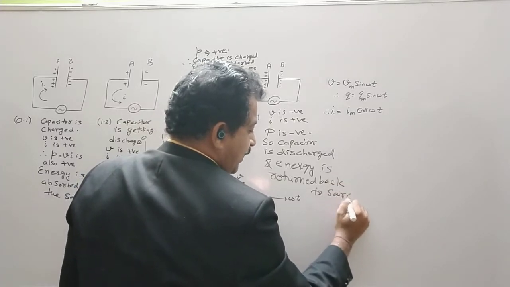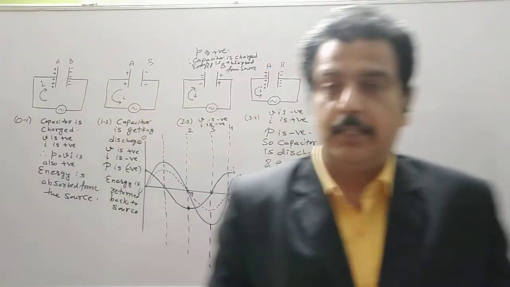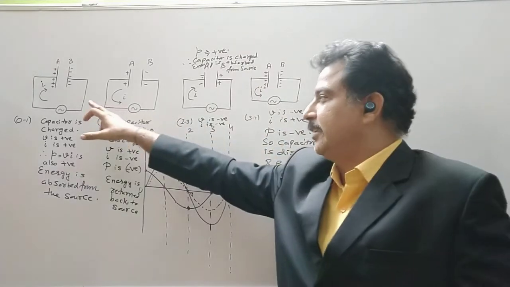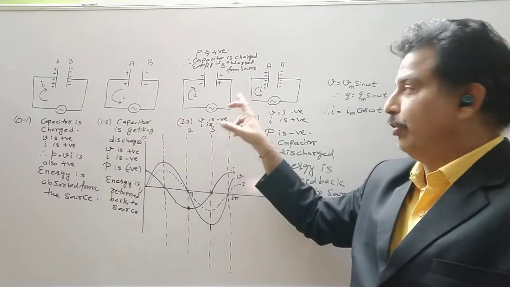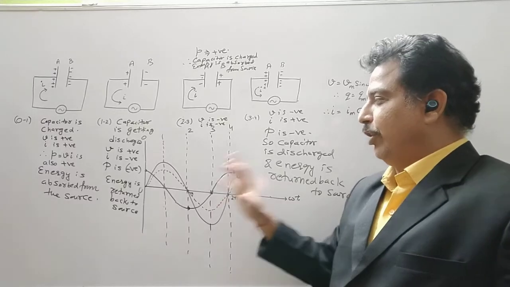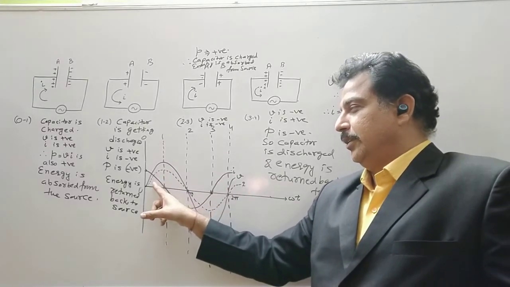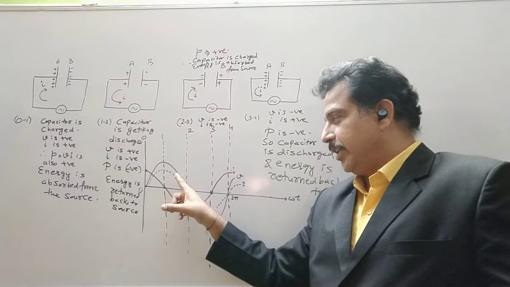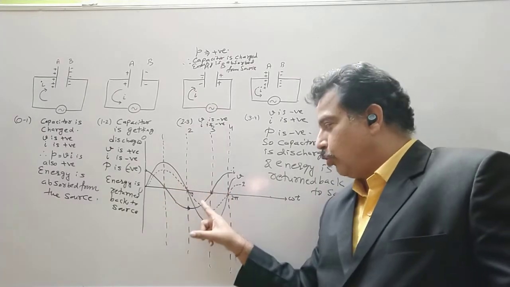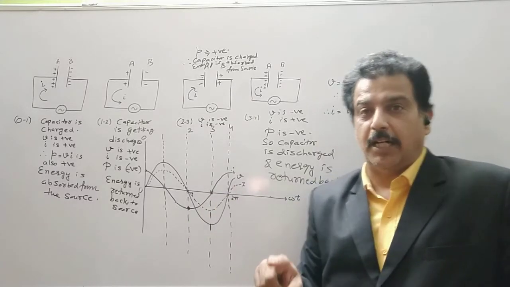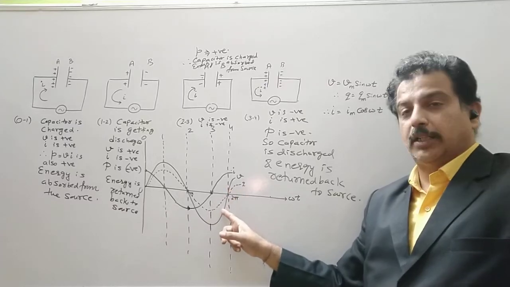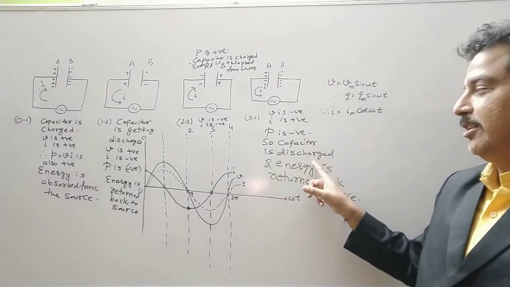So for one complete cycle, the power comes out to be 0. So you can understand this polarity of the plates with the help of the graph: for the first quarter the capacitor is charged, for the second quarter the capacitor is discharged, third quarter again the capacitor is charged but its polarity is reversed, and in the last quarter the capacitor is discharged.